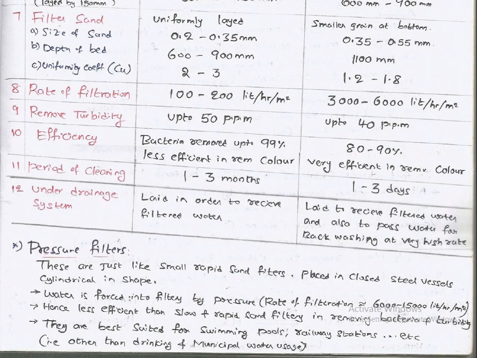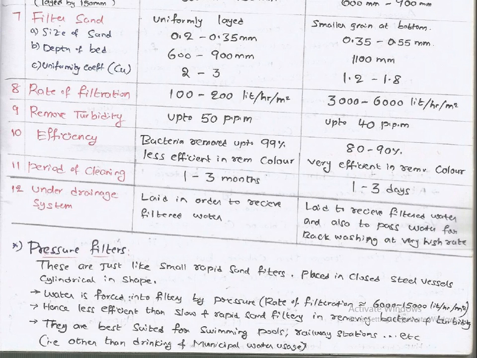The under drainage system is laid in order to receive filtered water in slow sand, whereas in rapid sand the under drainage system is laid to receive the filtered water and also to pass water for backwashing at a very high rate.